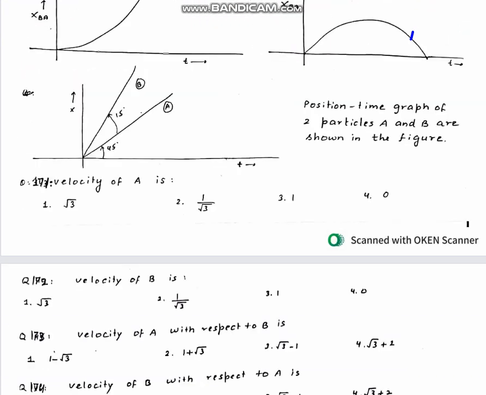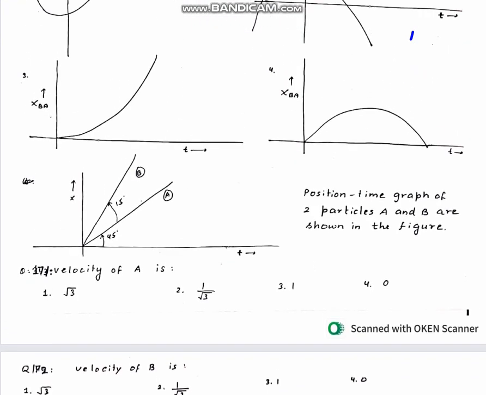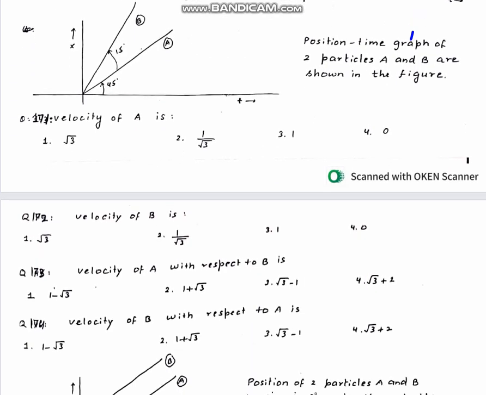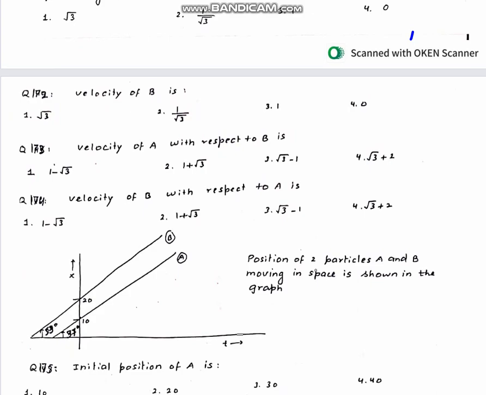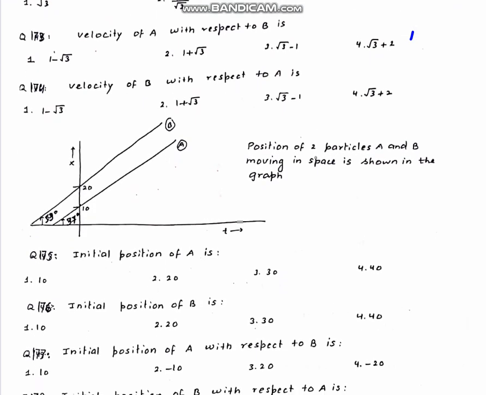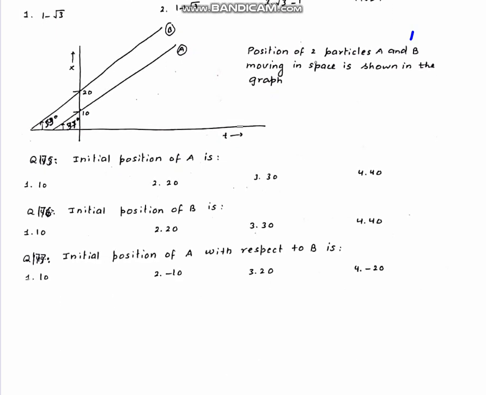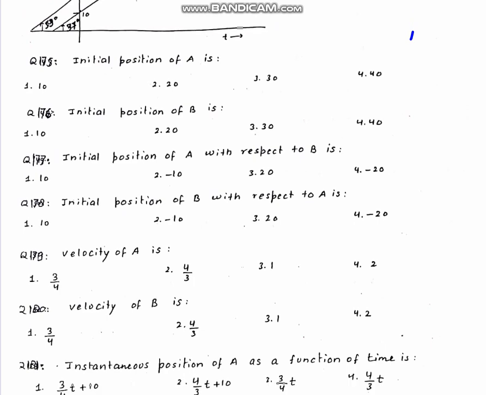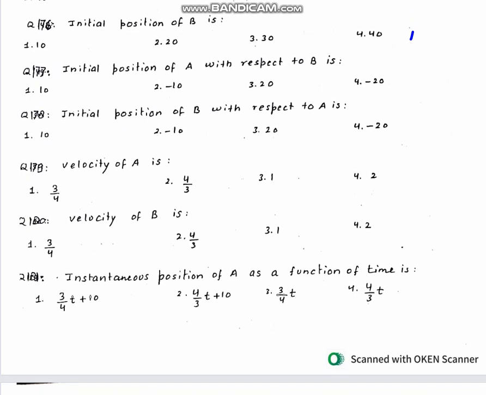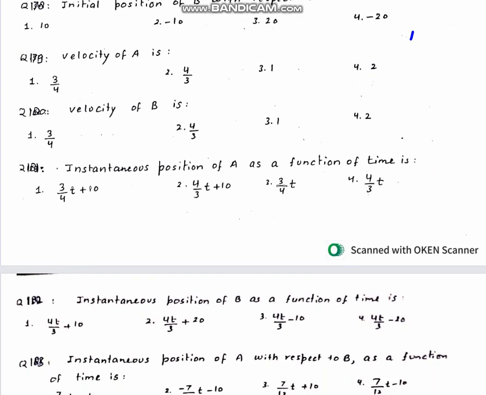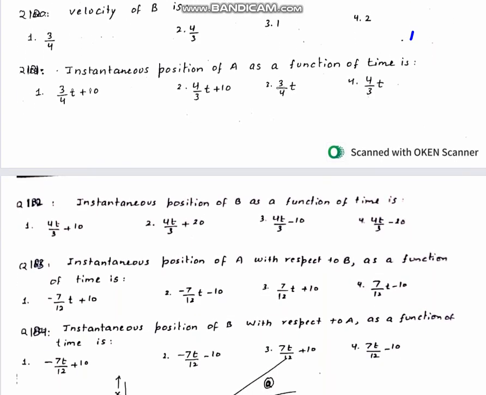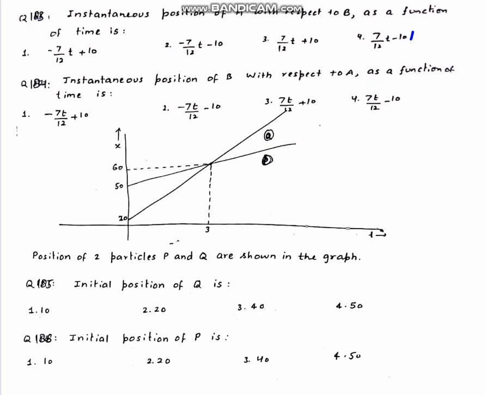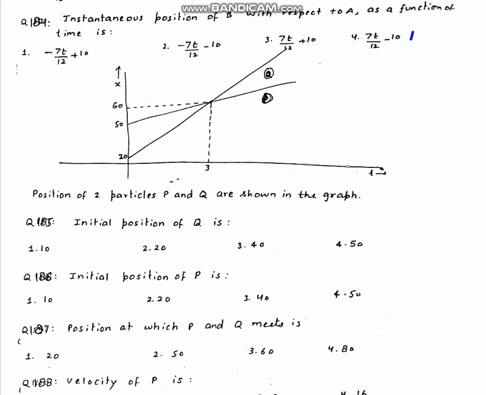Then we have a position time graph, and using that we need to find velocities, then relative velocity, then again a numerical based on two particles in which two graphs are given. Using the graphs we have to analyze the initial position of A and B, then position of A with respect to B, B with respect to A, velocity of A and B, instantaneous position of A as a function of time, then B as a function of time, then relative positions of the two.